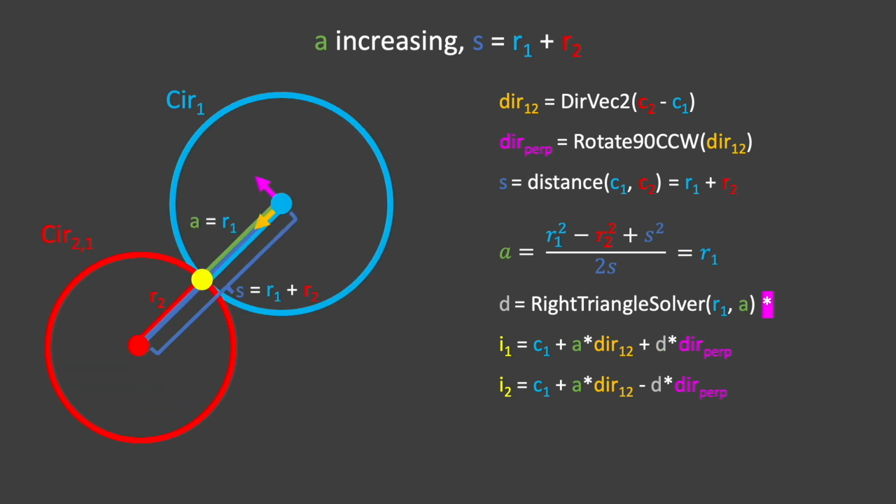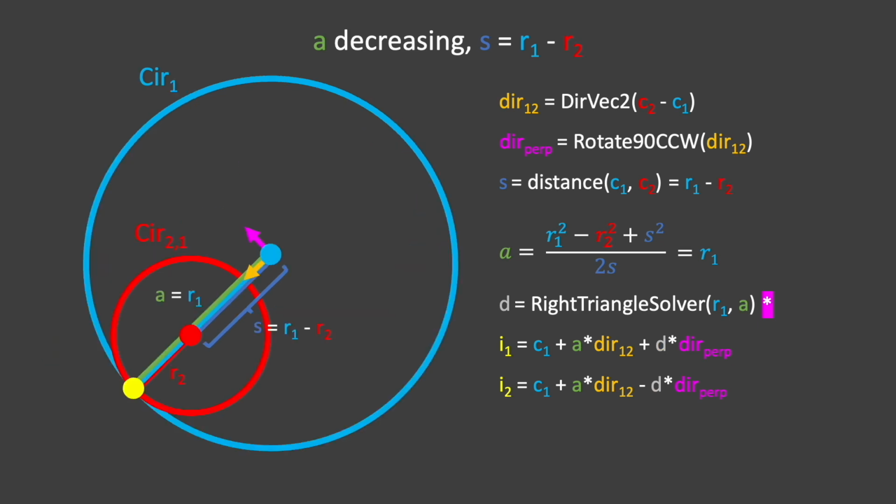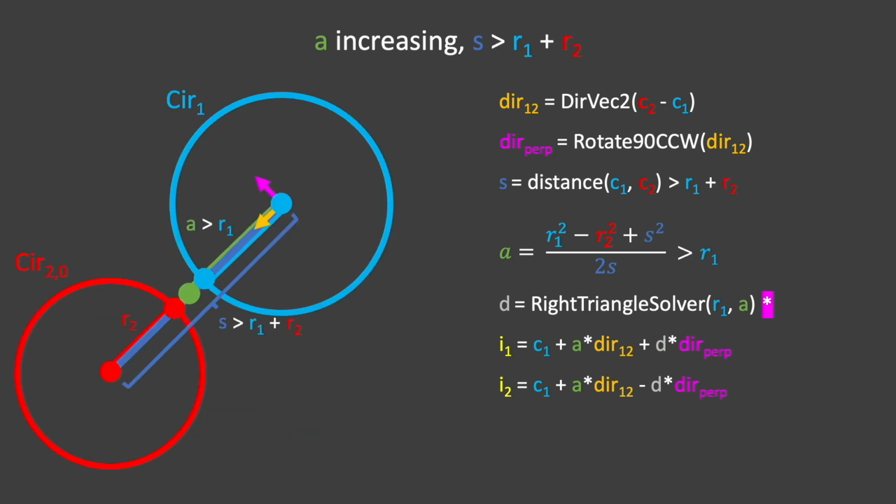Next, when A is increasing and S is equal to R1 plus R2, we find that A is equal to R1, so that means D is equal to 0, and we have one solution. Similarly, when A is decreasing and S is equal to R1 minus R2, we can once again find that there is just one solution. Now, when A is increasing and S is greater than R1 plus R2, we find that A is greater than R1. So the right triangle solver module returns degeneracy. Thus, we have no solution as well as our second degeneracy condition.